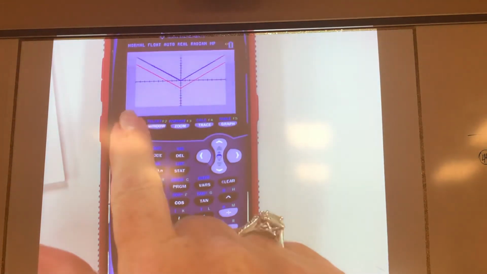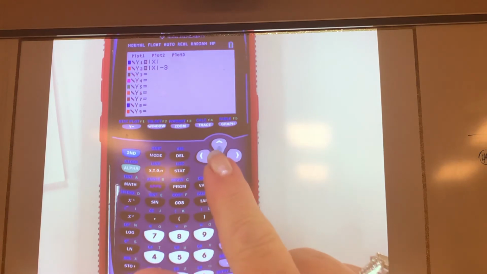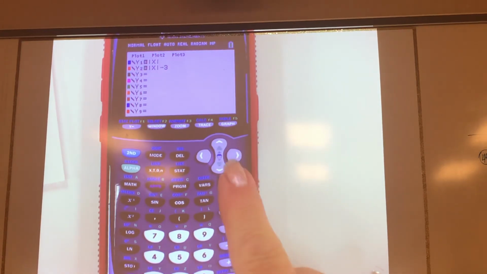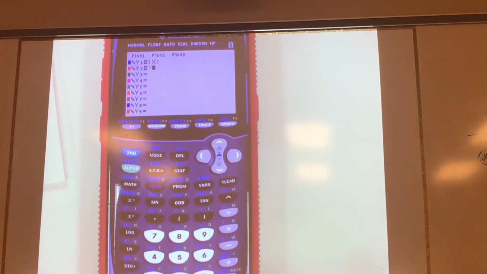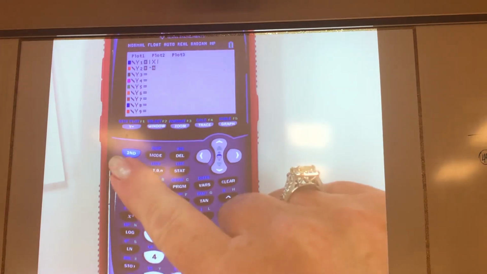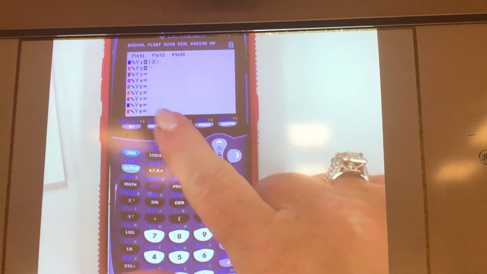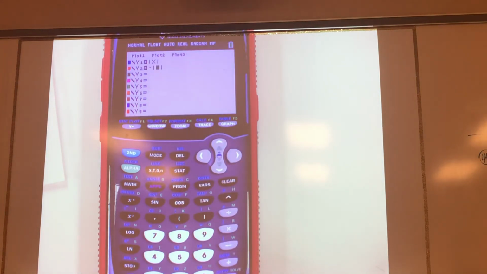Okay, so let's go back here. Let's do something else. Let's go down here. I'm gonna clear this guy out. What do you think is gonna happen if I stick a negative sign in front of that absolute value? It'll flip it.